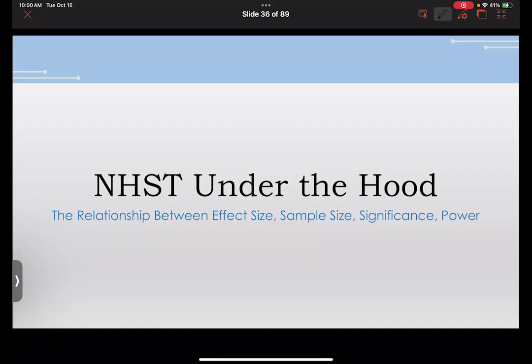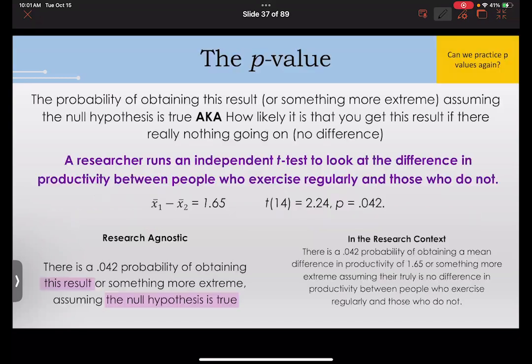All right, NHST under the hood, the stuff that really matters. This is pretty heavy on the exam because it's heavy for the rest of stats. And it's a lot of the answer to why things happen in your design. So we keep coming back to it quite a bit.